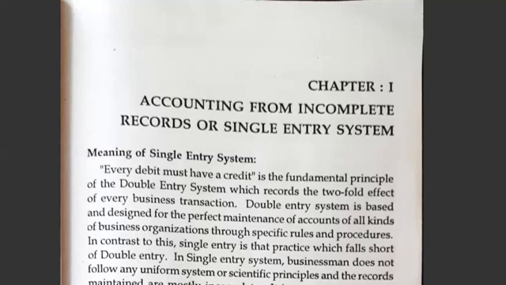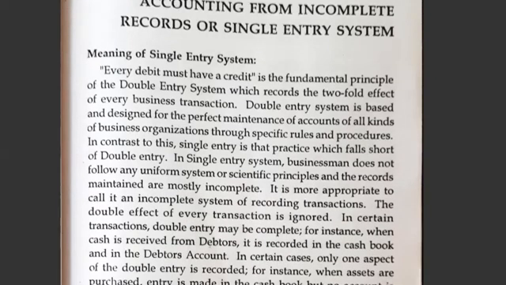Hello students, today I'll begin with a new chapter called Accounting for Incomplete Records or Single Entry System. Okay, now what is this incomplete record or single entry system? Incomplete record means, see, every debit must have a credit. Okay, that is a rule. That is called the double entry system. It means that your entry is complete.